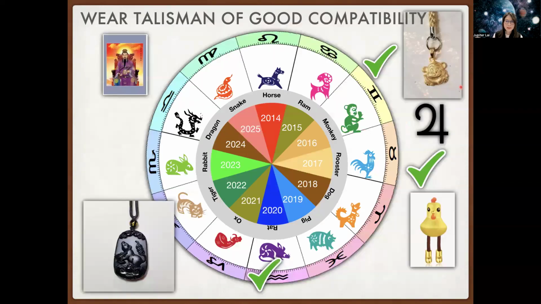So you can see it's dragon, and rat, rooster, monkey, they have good relation with dragon. So you can just wear any of these. And if you were born in the year of the dog, then this year you are offending the dragon as well. So you can find the animal which is of good compatibility with the dog, for example, rabbit. Then you can wear a talisman or a charm or necklace of rabbit, then you will be blessed.